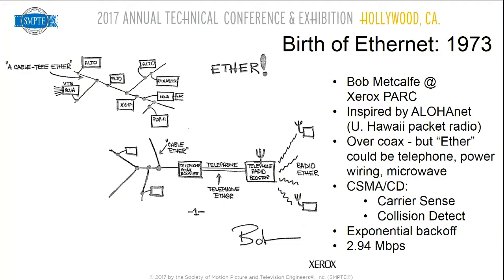Bob thought this was a great idea, took it back to Xerox PARC, where he said, well, instead of this being a radio network, we could actually transmit this over coaxial cable, which is kind of the same thing. In fact, this ether that we're transmitting it over, it could be telephone wires or power wiring or even microwave. And he invented what was called CSMA/CD, carrier sense multiple access with collision detection. So carrier sense means listen first, is anyone transmitting? No, then you can transmit. And while you're transmitting, if you hear someone else transmit, that's the collision detection, then you know you're in a collision, stop transmitting. And then have an exponential back off.